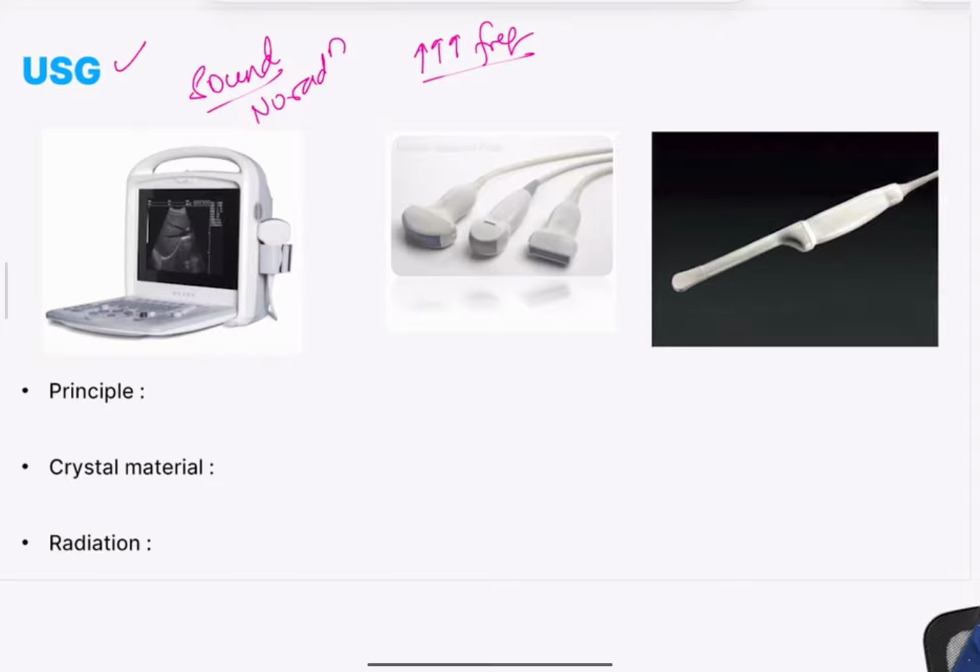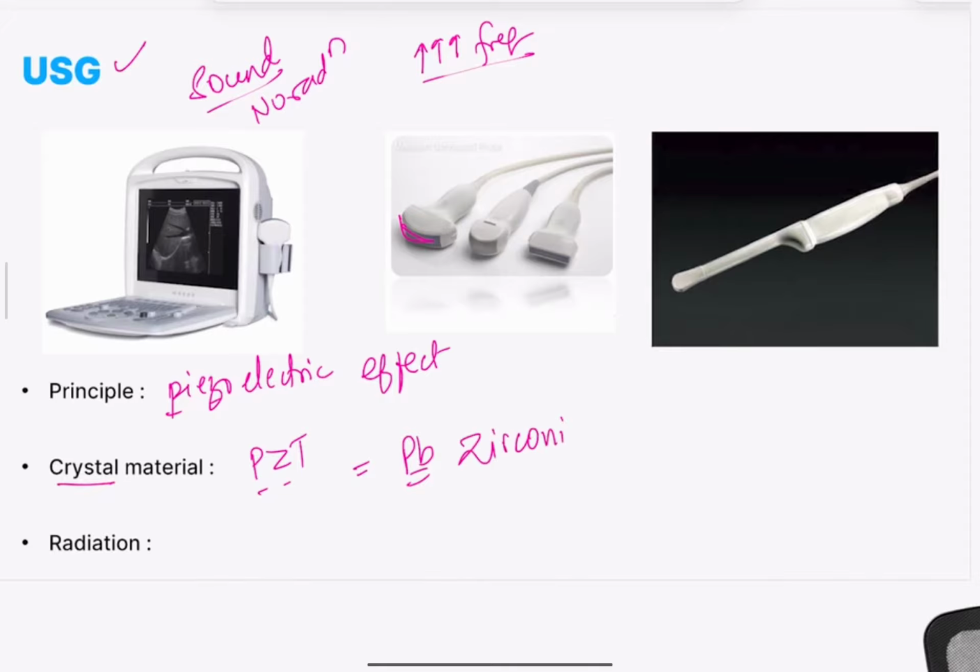Now, in ultrasound, the principle that you have is piezoelectric effect or piezoelectricity. So in ultrasound, the probe that you see on its surface, it has a crystal. What is that crystal made up of? PZT. Remember, like piezo, PZT. What is the full form of PZT? Pb, lead zirconium titanate. This is the substance used here which has piezoelectric effect.